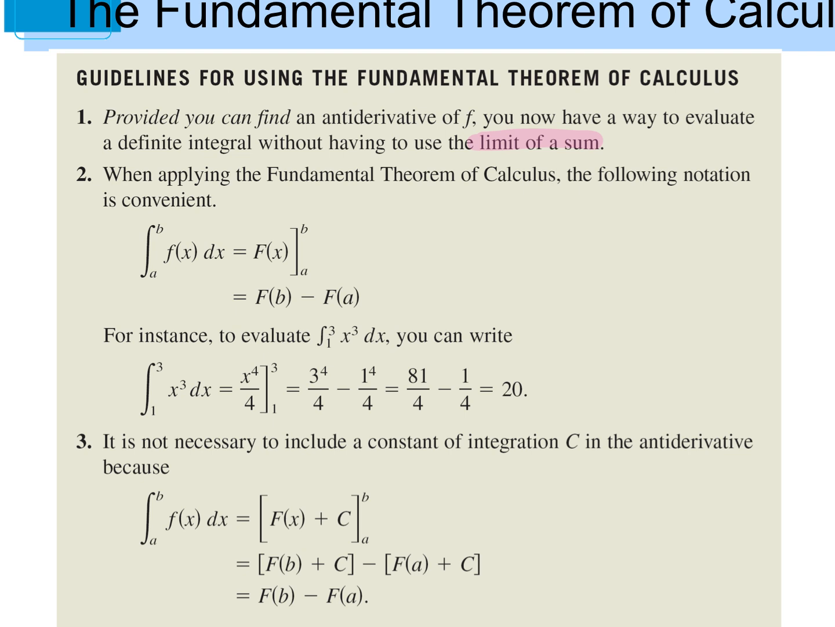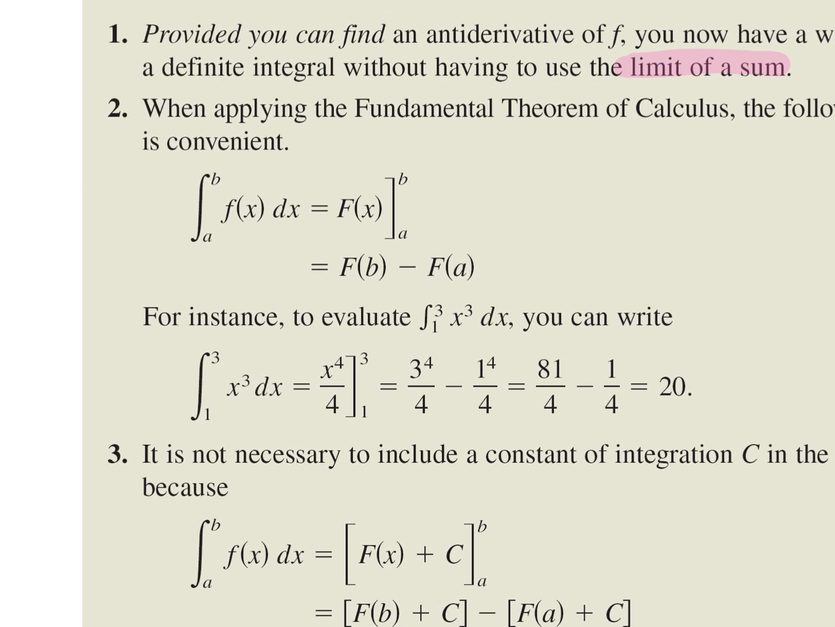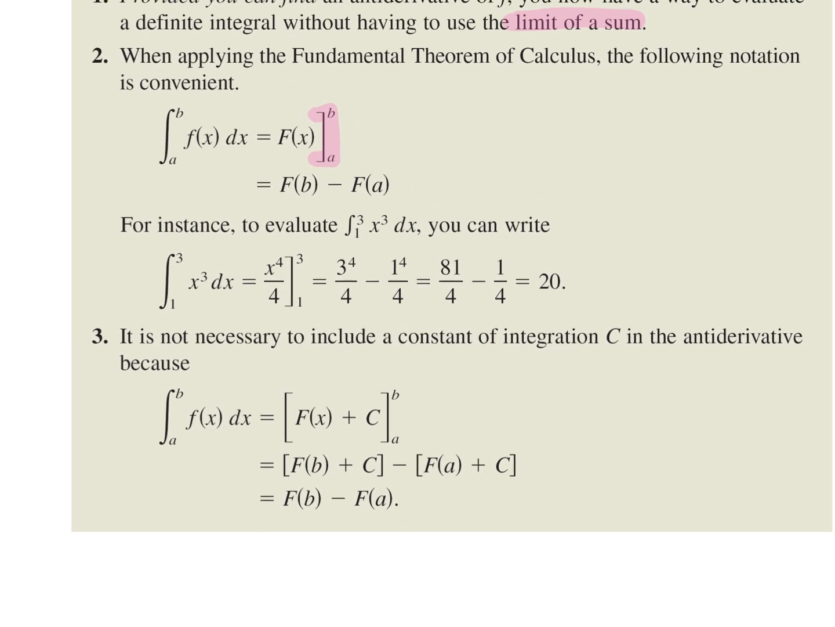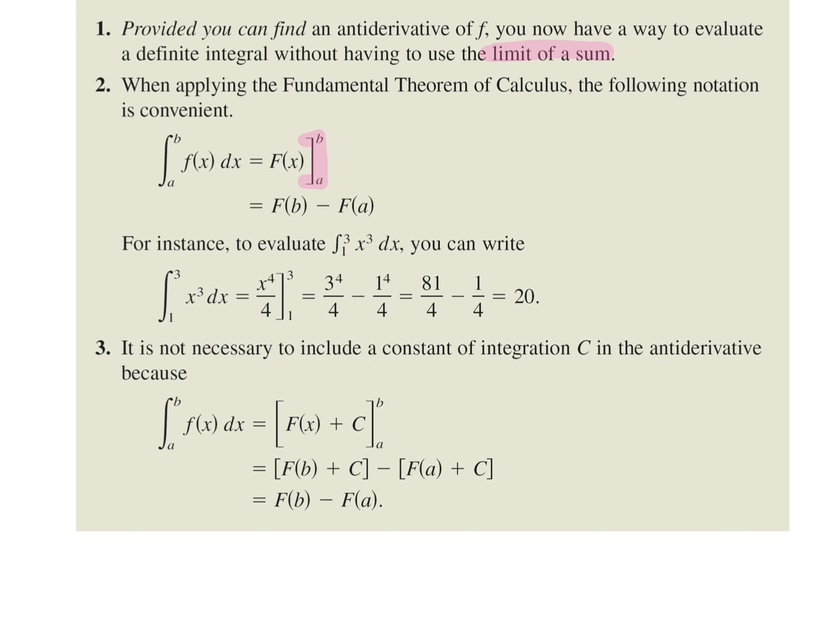In applying the fundamental theorem of calculus, the following notation is convenient. We'll take the antiderivative first. It helps if you put this little bracket on it, and then we just plug in b and subtract a. We'll practice some of these. It says down here, it's not necessary to include a constant of integration c in the antiderivative because when you subtract, the c ends up just canceling itself out. So when we take the antiderivative, you don't have to put the c there.